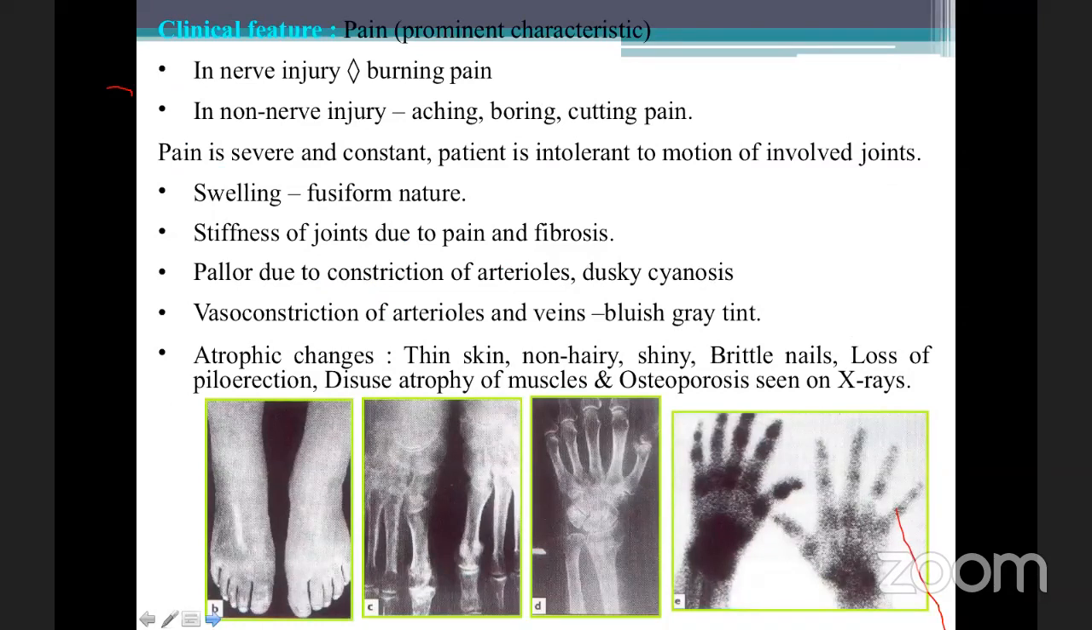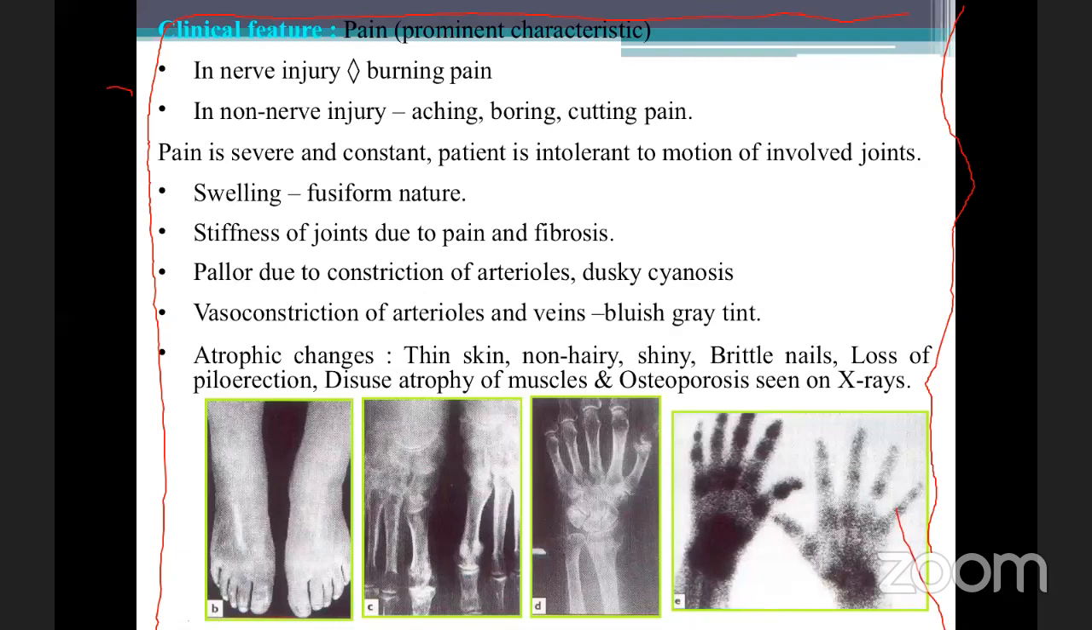The clinical feature is abnormal, prominent pain. The patient will be in such severe pain that he may request you to just amputate the limb. The pain is severe and constant. The patient is intolerant to motion of the involved joints. There is fusiform swelling because of the additional vasospasm, and stiffness because the patient won't move the joint. Stiffness and additional fibrosis will be there, with pallor due to constriction of arterioles and atrophic changes.